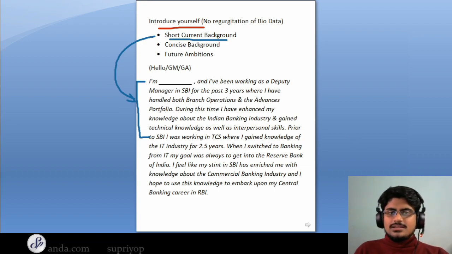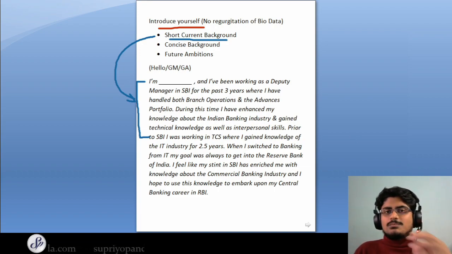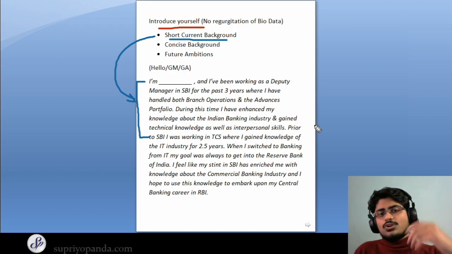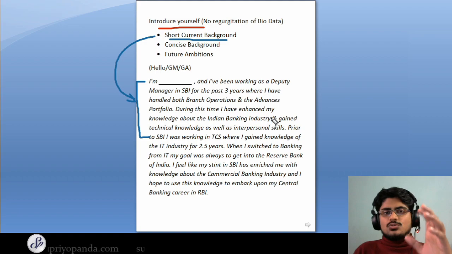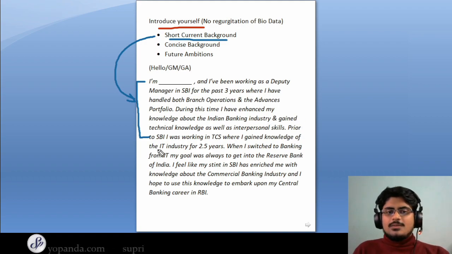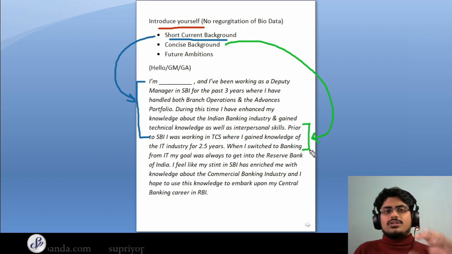The next thing that you have to say is a concise past background that you had before you came to this job. So that one is this. Prior to SBI, I was working in TCS, where I gained knowledge of the IT industry for 2.5 years. So this is a small section which will have your concise background that you had before you were in the current role. So why do you have to do this?